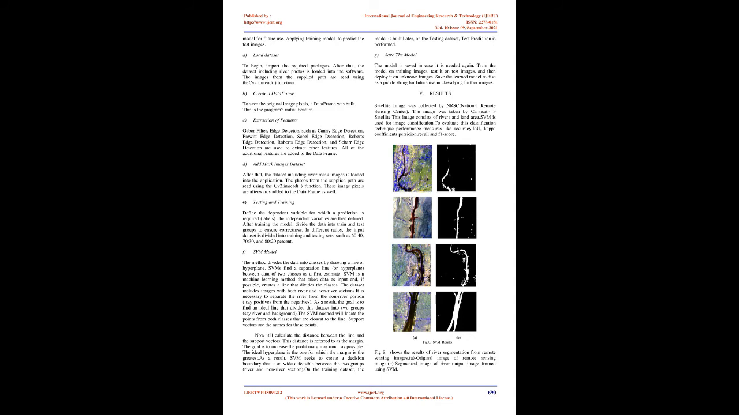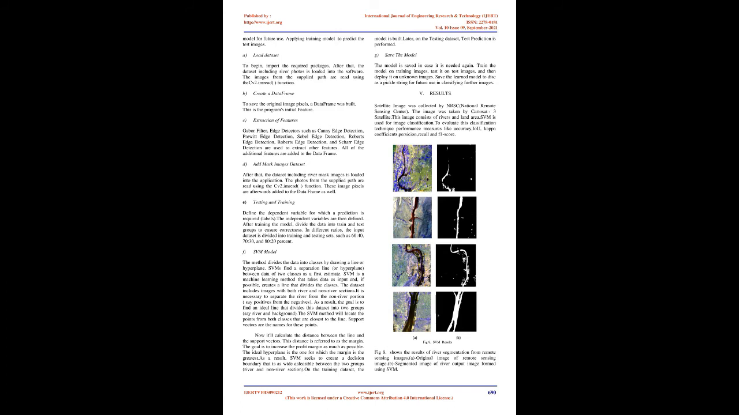Add mask images dataset. After that, the dataset including river mask images is loaded into the application. The photos from the supplied path are read using the cv2.imread function. These image pixels are afterwards added to the data frame as well.